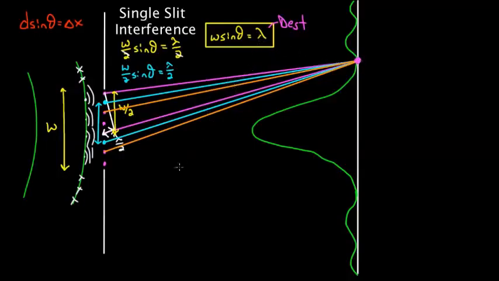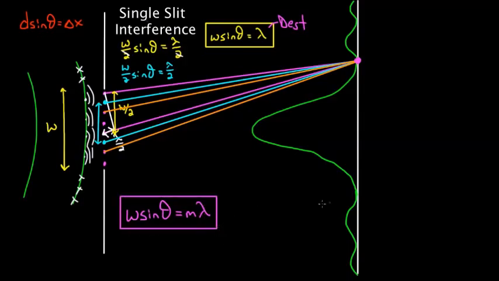So the short of it is that this relationship here, that w, this slit width, times sine of theta, the angle, same angle we've always been defining it as, equals integer wavelengths. This time, got to be careful though, this time this gives you destructive points.